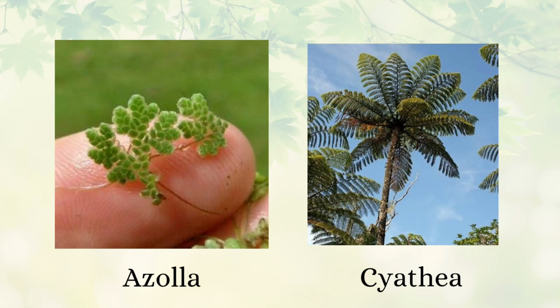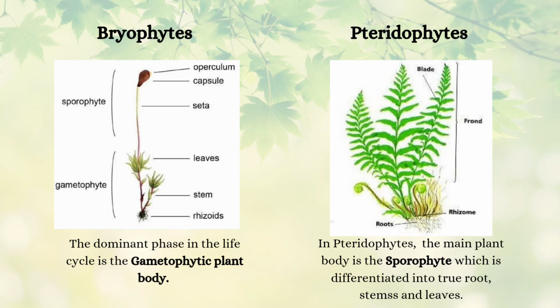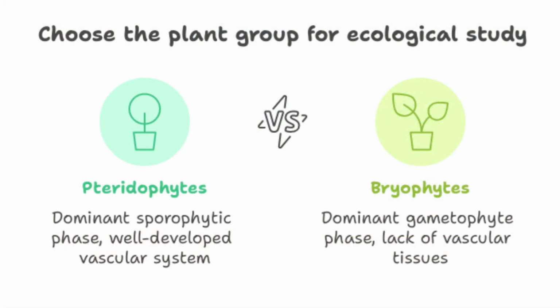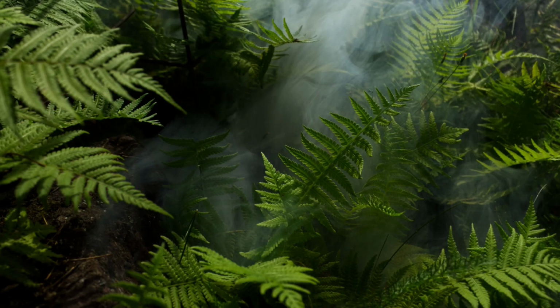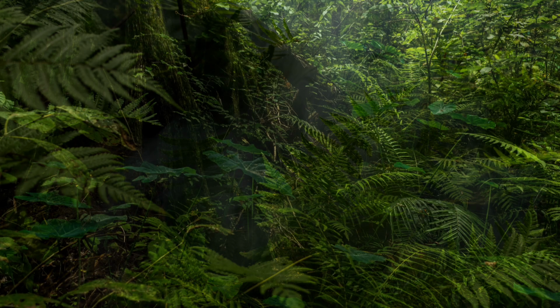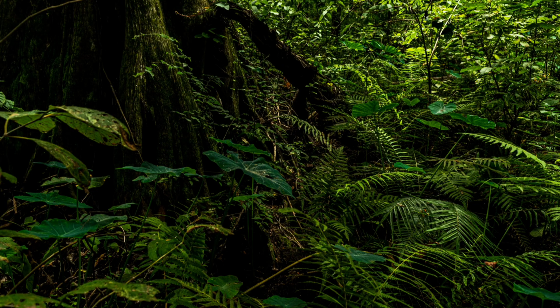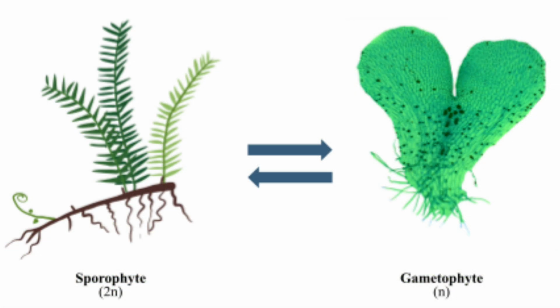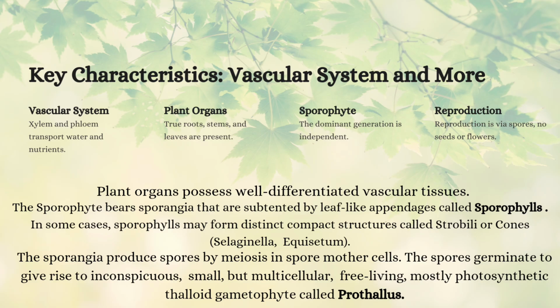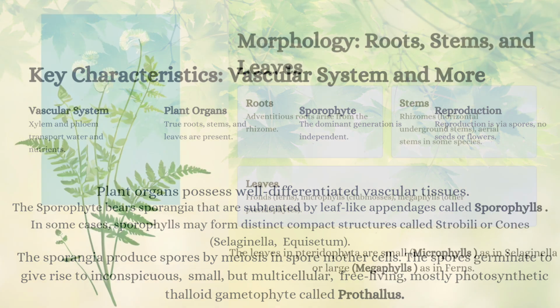Now let's talk about the characteristics. You may remember that in bryophytes, the dominant phase of the life cycle is the gametophyte, which is the main plant body responsible for reproduction. But pteridophytes have a dominant sporophytic phase, which is well developed and differentiated into roots, stems, and leaves. Pteridophytes have a dominant sporophytic generation, meaning their main plant body is the diploid sporophyte, which is independent and well differentiated. Pteridophytes are the first group of plants to develop true organs, including roots, stems, and leaves.